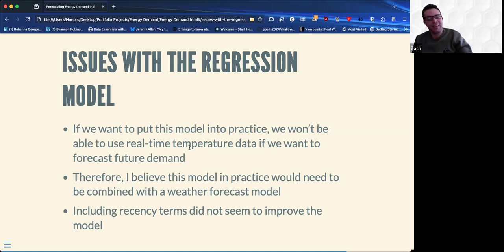And so I think if we want to actually take this model and implement it in the real world for an energy company, you'd need to combine that with a corresponding weather forecast model. And there's going to be a lot of uncertainty in that. And so I think this regression model will be even less accurate than what my table earlier showed.